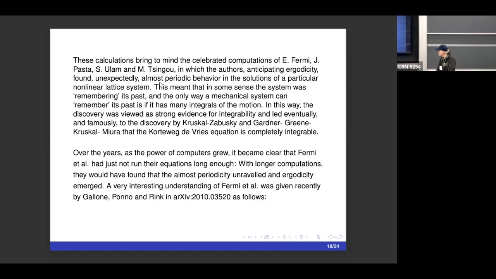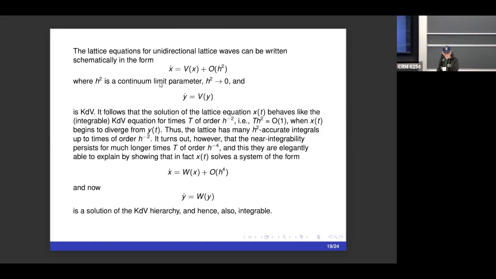And a very interesting understanding of Fermi et al. was given recently by Galgani, Ponno, and Rink, and you can find the arXiv reference there. What they showed was really very interesting. They showed that the lattice equations for unidirectional lattice waves can be written schematically in the form x dot equals v of x plus something of order h squared, where h squared is a continuum limit parameter. And the equation y dot equals v of y was just KdV. So what this means is, if you run to times t less than or equal to h to the minus 2, so that t h squared is order 1, as long as you're going up to that time, and that's a time when x of t can be expected to diverge from y of t, thus the lattice has many h squared accurate integrals up to times of order h to the minus 2. So it looks integrable, and then it begins to unravel.